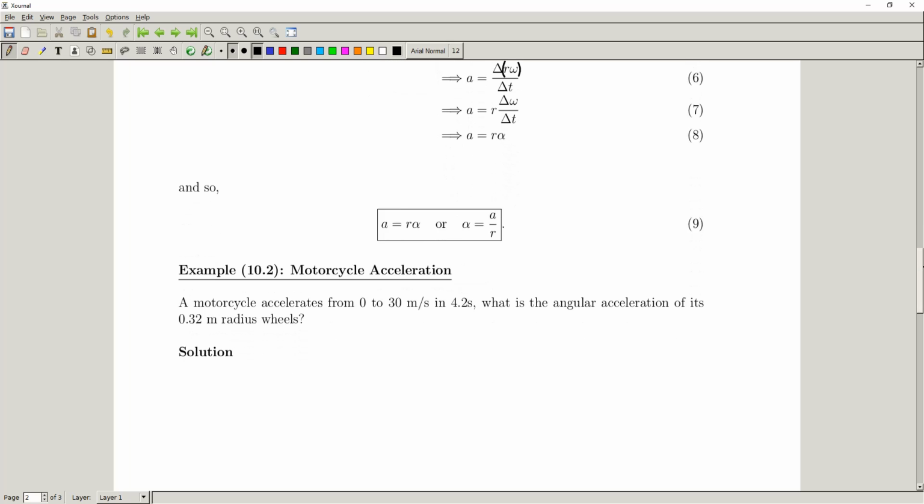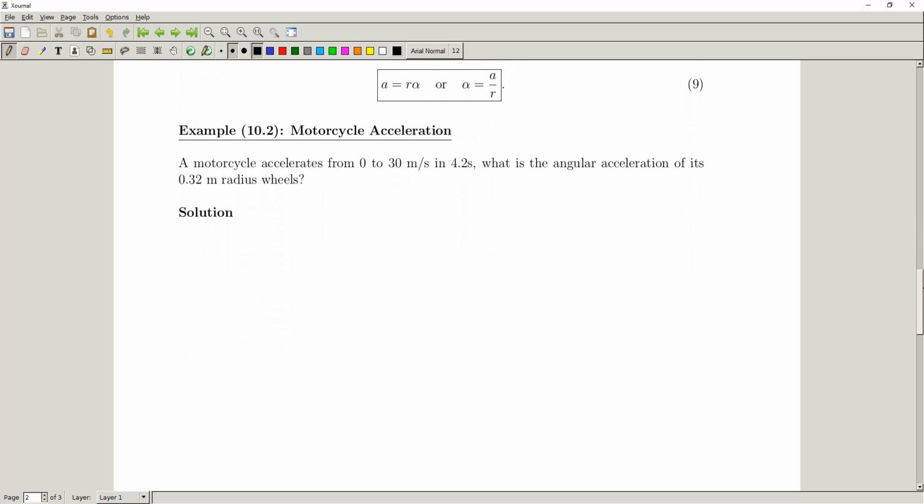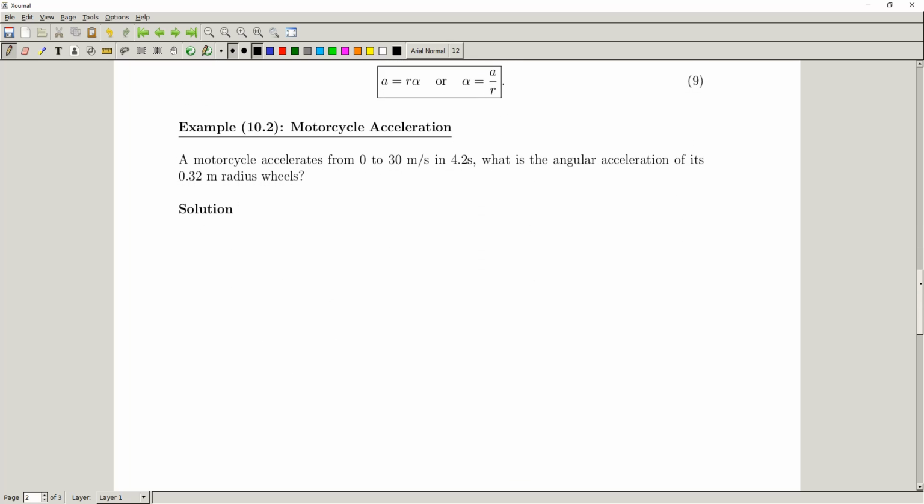We'll do one more quick example for this video, just demonstrating this idea. And I think I also have numbers for this. I do. So a motorcycle accelerates from 0 to 30 meters per second in 4.2 seconds, and we want to know the angular acceleration of its 0.32 meter radius wheels.